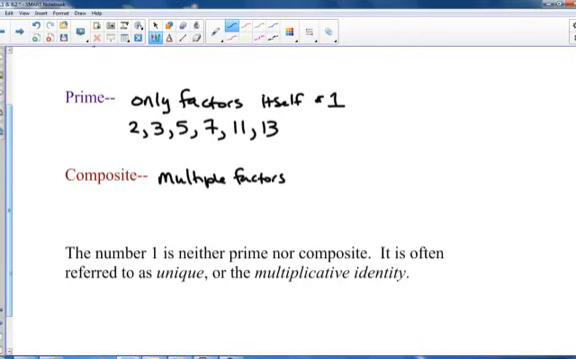So for example, 36, that is 6 times 6. 6 is not prime. That's 2 times 3 times 2 times 3. So the prime factorization of 36 is 2 times 2 times 3 times 3.